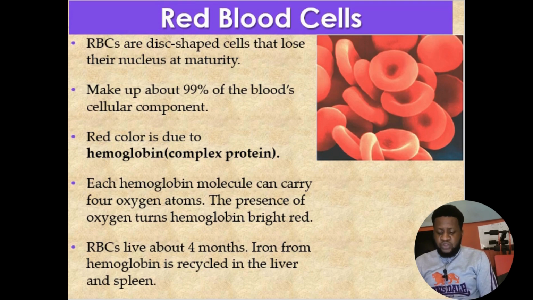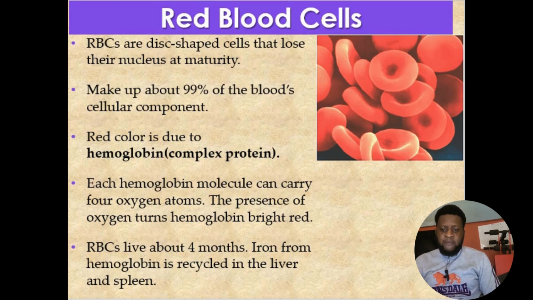All right. So starting with the RBC, also known as red blood cell, and in most cases referred to as erythrocytes. Okay, so red blood cell, first of all, we'll look at the shape. They are disc shaped cells, and they also lack a nucleus. Now, what is the benefit of them not having a nucleus?